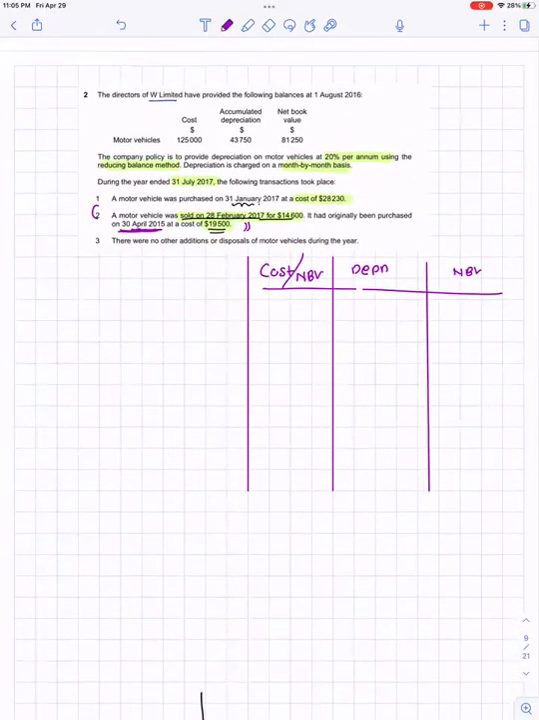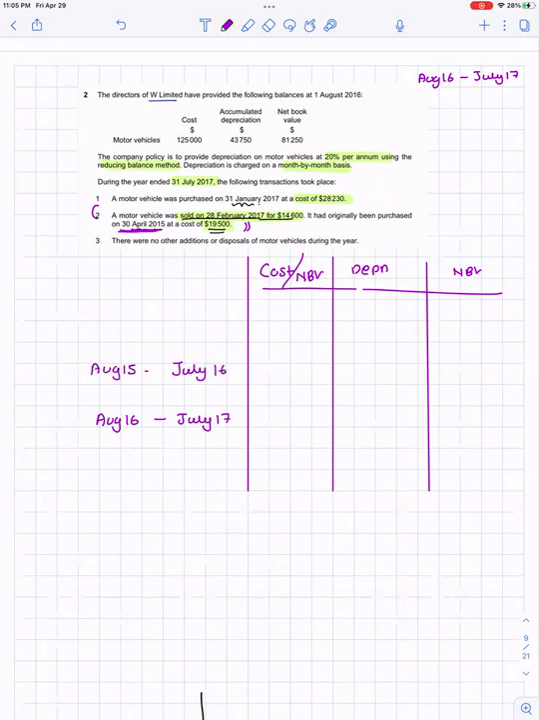What are my year ends? My year end is August 16 to July 17. This is the current year. What would be the previous year? August 15 to July 16. I had purchased on 30th April 2015. Does this fall in this year? No, it doesn't. So I will take one more year before that: August 2014 to July 15.